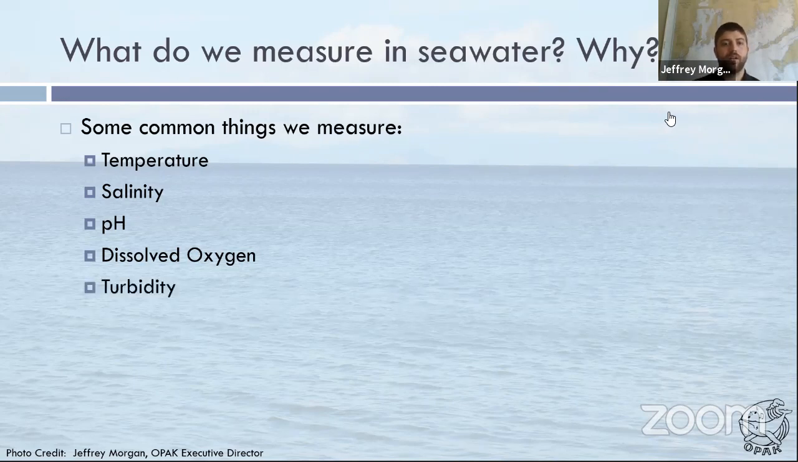Turbidity is one that most people haven't heard of out of this list of things that we measure. Turbidity is looking at how much stuff is in the water. So it's looking at all the little particles and things that we might not measure when we're talking about salinity, which is just looking at the total amount of solid materials that are dissolved in water, versus turbidity, which is looking at all the particles that are dissolved in water, including the organic things.